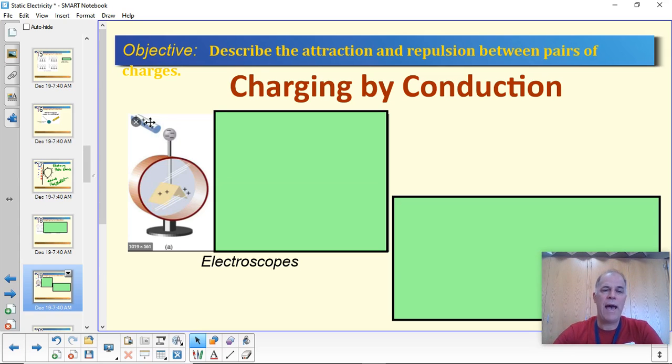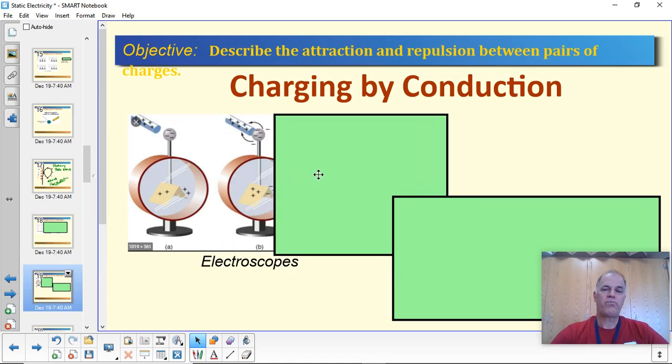Now, again, what's really happening here is electrons are drawn from the leaves up to the top, leaving a net positive charge, and that's why they repel each other. It's not actually positive charge moving downward, it's actually negative charge moving up, but the concept is the same. Yeah, so that's what happens.